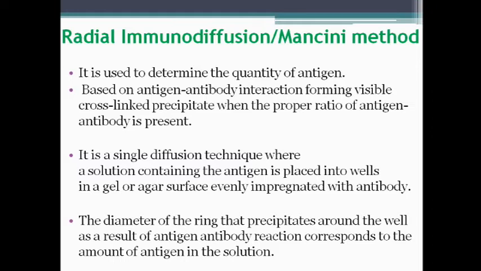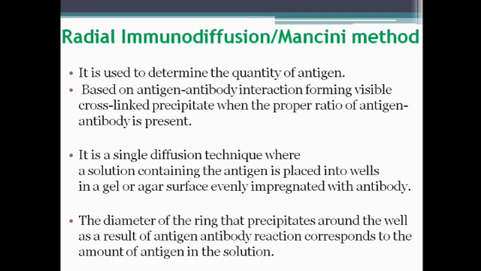Single diffusion, radial immunodiffusion, that is single immunodiffusion. Radial means circle or radial. It was discovered by Mancini, so it is also called the Mancini method. It is used mainly to determine the quantity of the antigen.